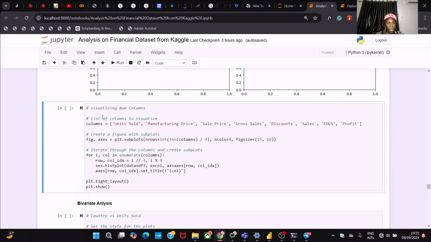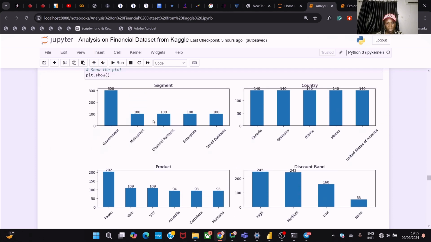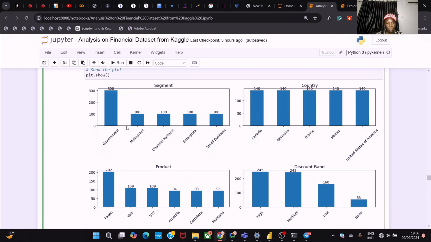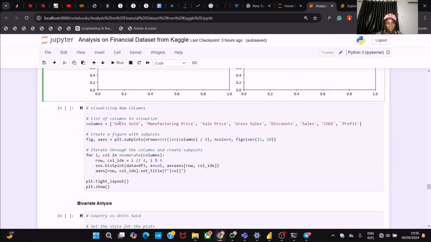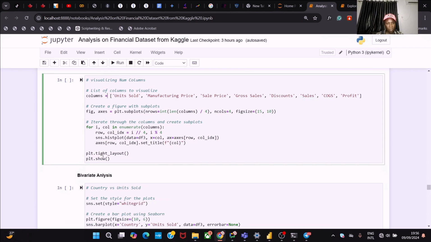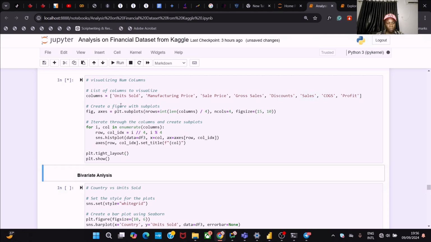The next thing we are going to do is visualize the numerical columns. Just like I did here, I assigned the numerical columns to a variable. When you come here, you see that I've assigned the numerical columns to this variable called columns. I plotted the subplots, the same thing I did above. Then I wrote an iteration using a for loop to plot the subplots. Let's go ahead and run this.